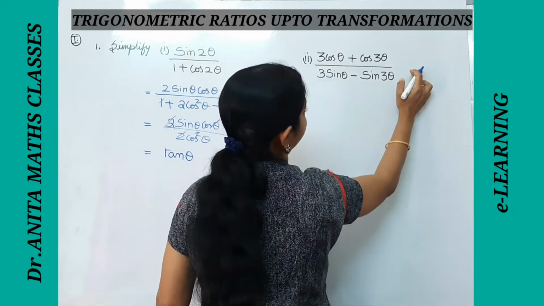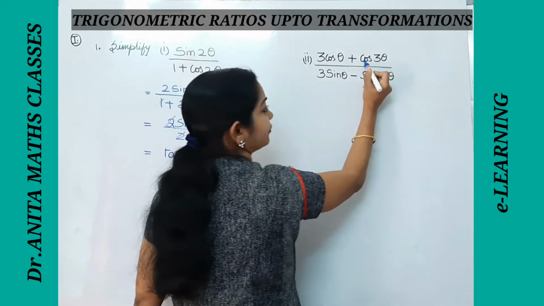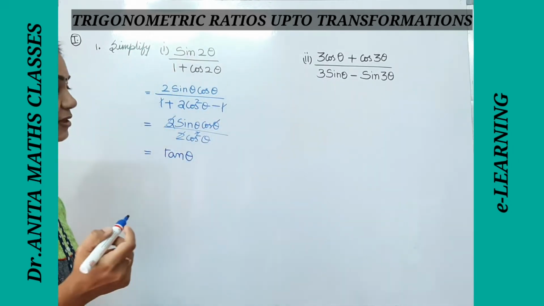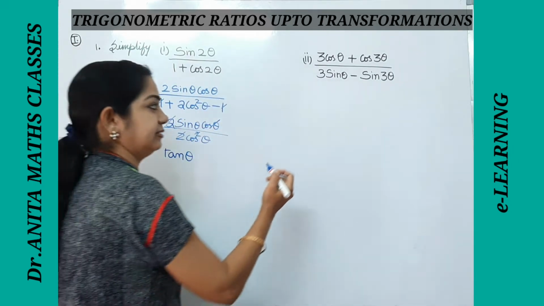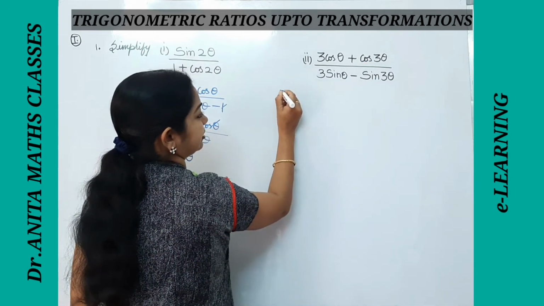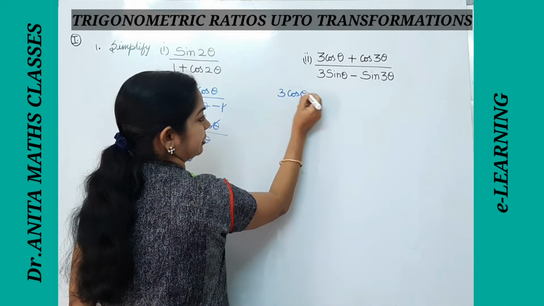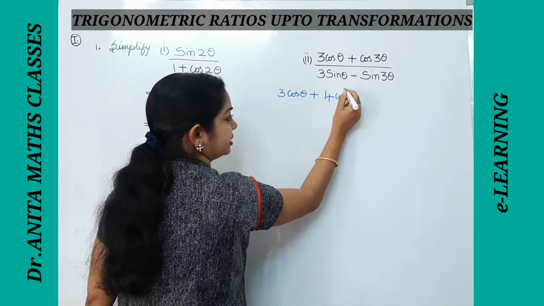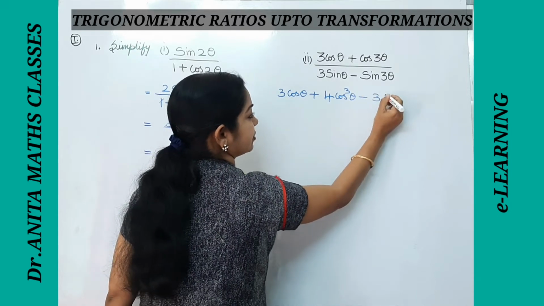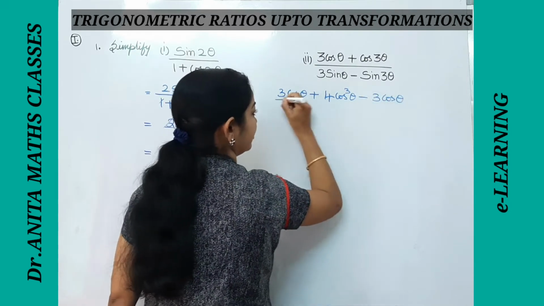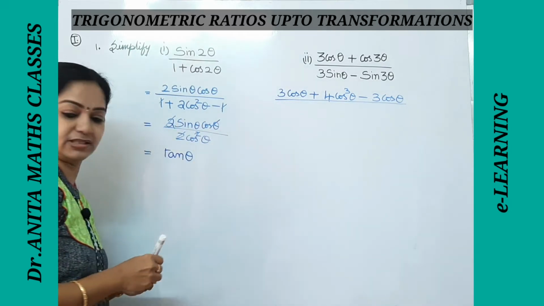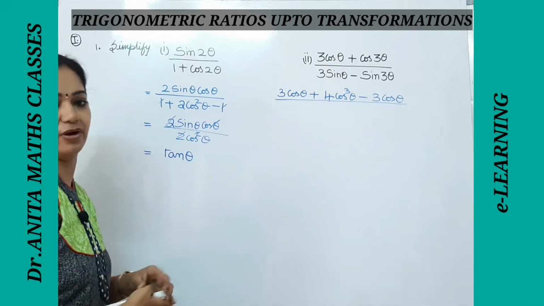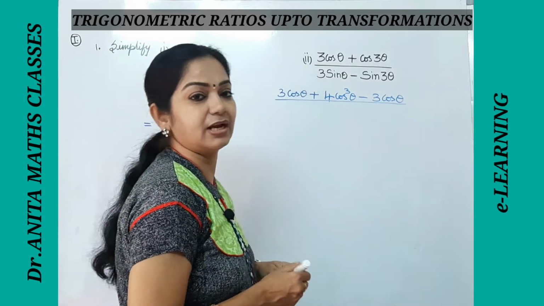Now the second one, see here, we have cos 3 theta and sine 3 theta. We will apply the formula of cos 3 theta and sine 3 theta here. Let's start here. 3 cos theta plus, what is cos 3 theta? It is 4 cos cube theta minus 3 cos theta. The formulas need to be memorized perfectly because applying all these sums is just applying the formulas. If you don't remember the formulas, we cannot start the question.